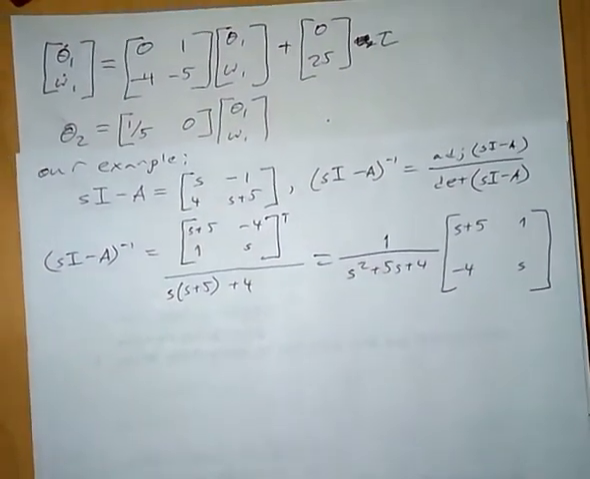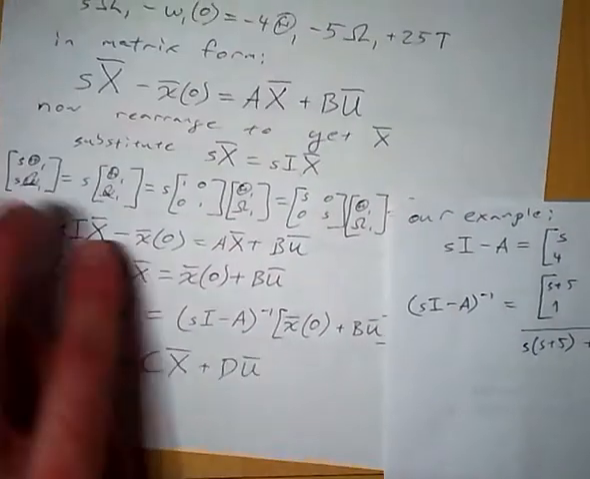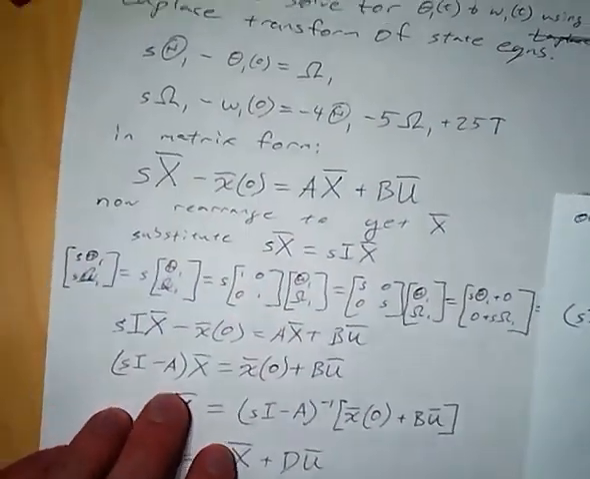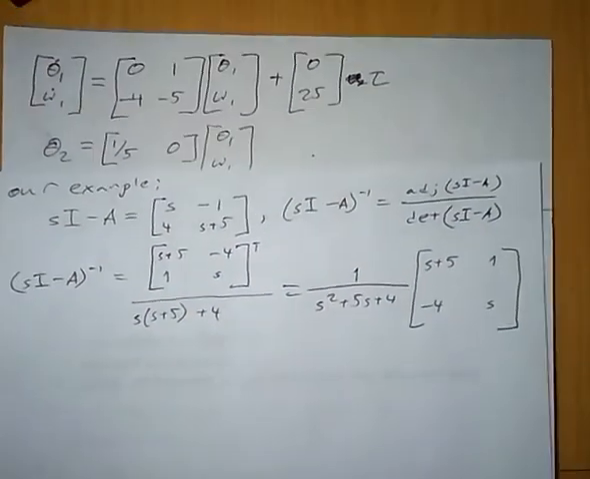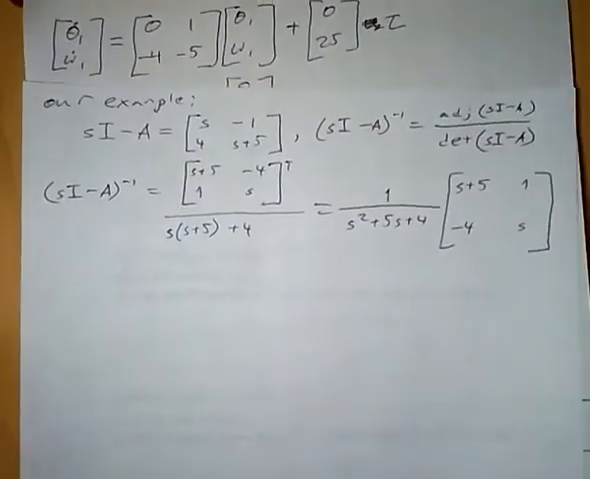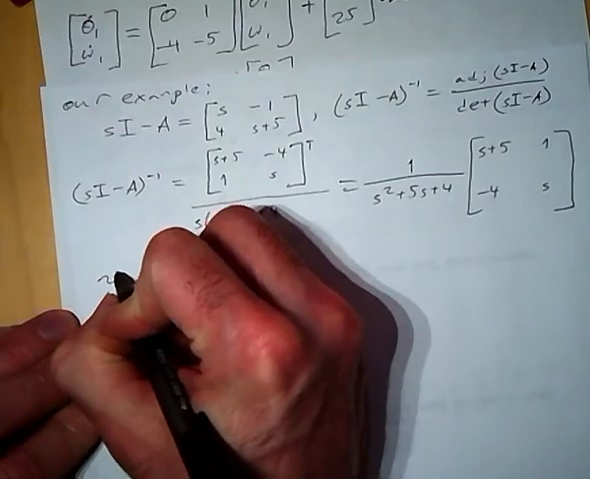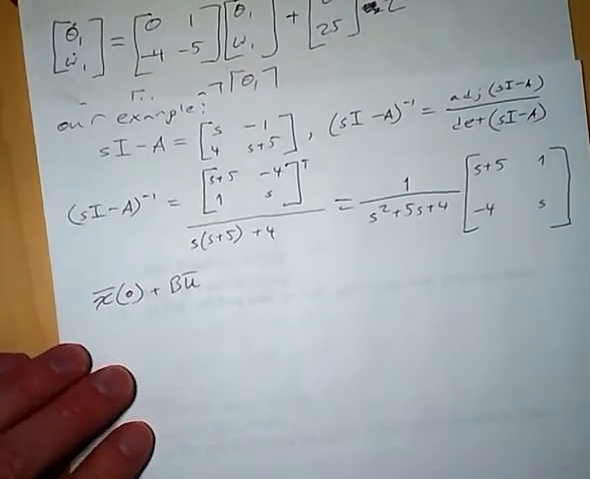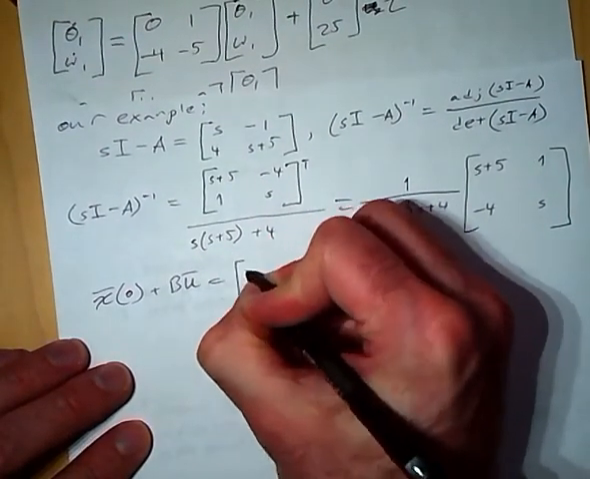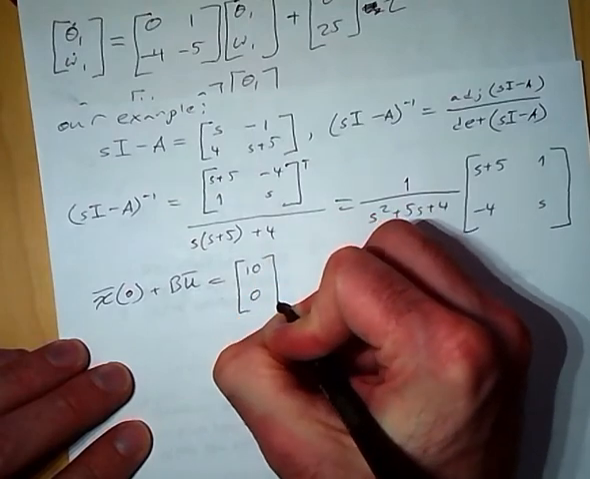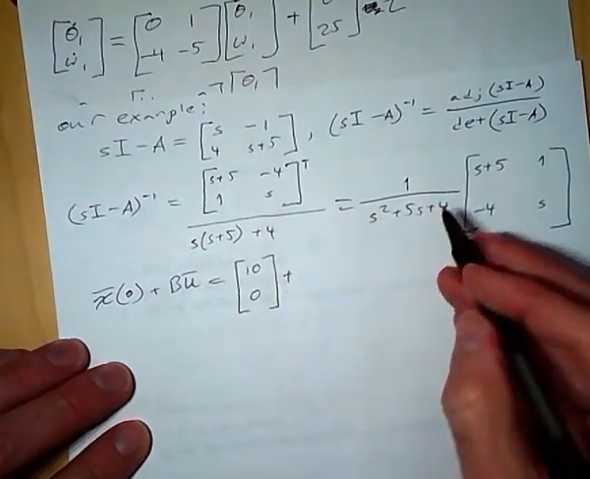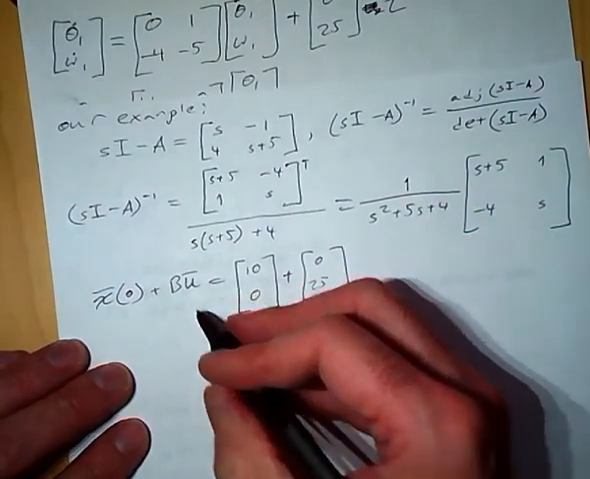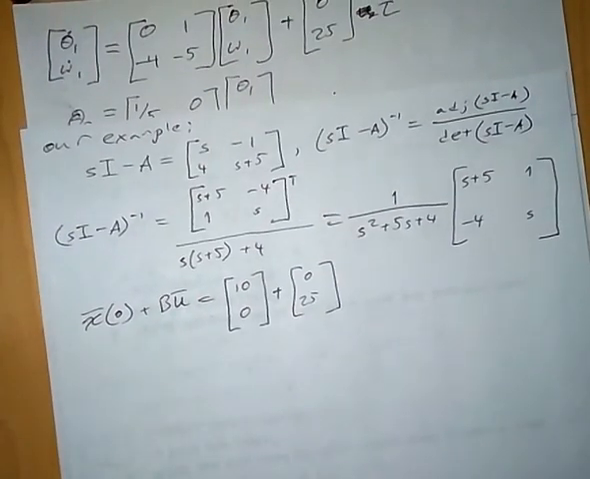Alright, and now the other matrix that we need whenever we're solving, see we found this term, and now we need to get this term that's in the square brackets. So the initial condition plus B times U. And we'll write that here. Initial condition vector plus B times the Laplace transform of U is, initial conditions were 10 for the displacement and 0 for the angular velocity. And B is 0 and 25. And U, the Laplace transform of our input, we said that our input was the unit step function.